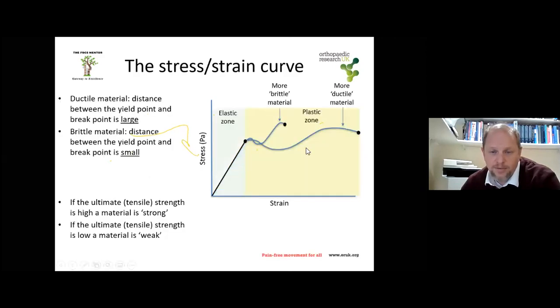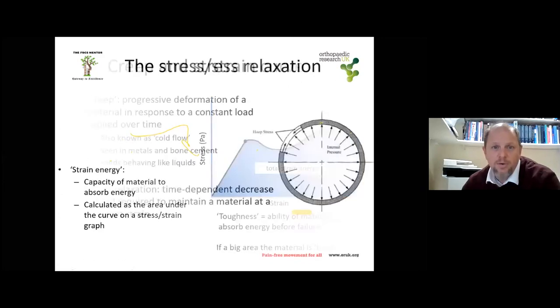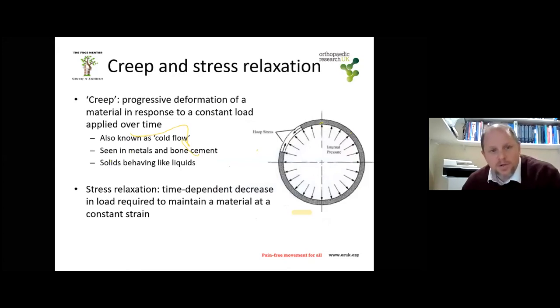In this, I've gone back one slide, but in this slide, you can see that this material is strong, but this material is tough. So that gives you some more things that you can talk about if you're looking at a stress strain graph with somebody.